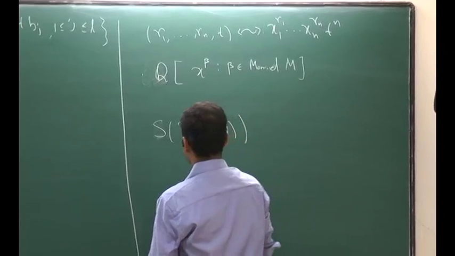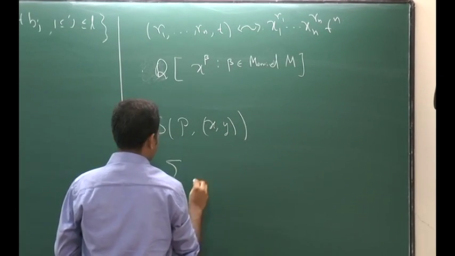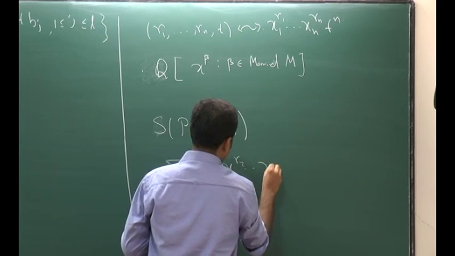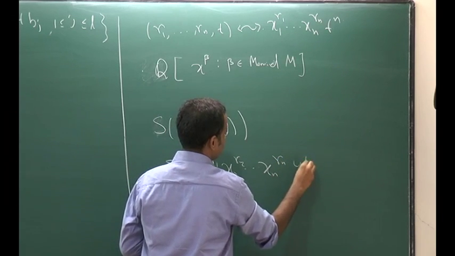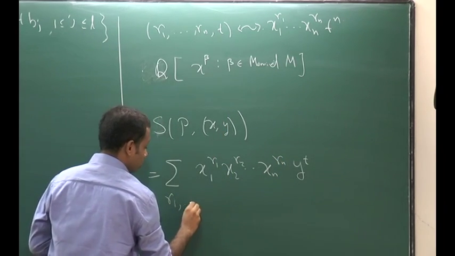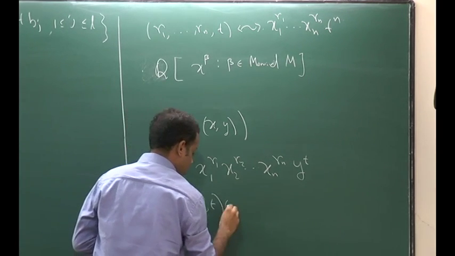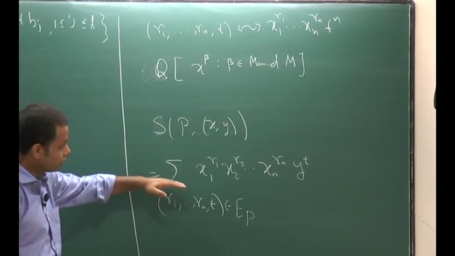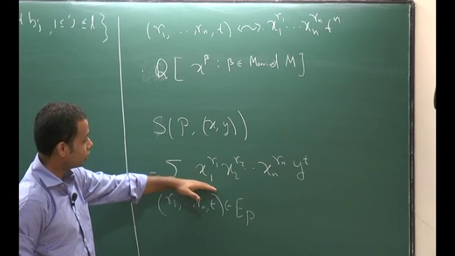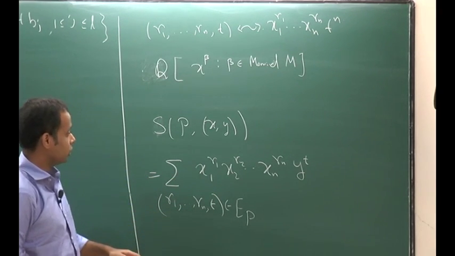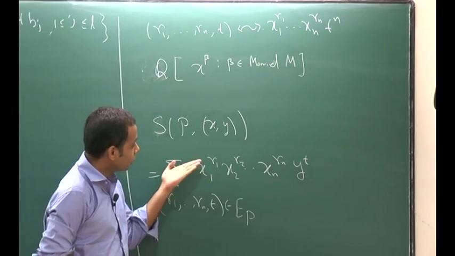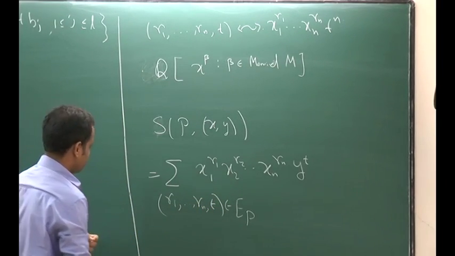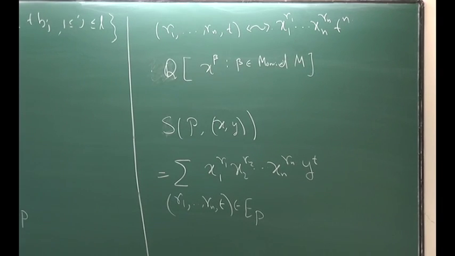So x means x_1 to x_n, and this rational function is the summation of x_1^gamma_1, x_2^gamma_2, ..., x_n^gamma_n, and y^t, where (gamma_1, ..., gamma_n, t) belongs to E_P. I can do this for any monoid, and this will be the Hilbert series, a rational function. Once I have this rational function, I can specify the values of x_i to be 1.